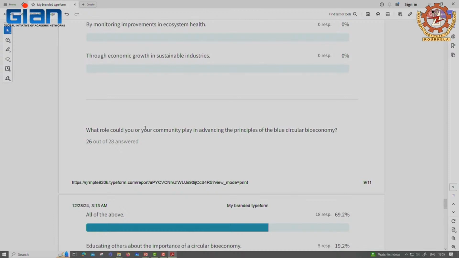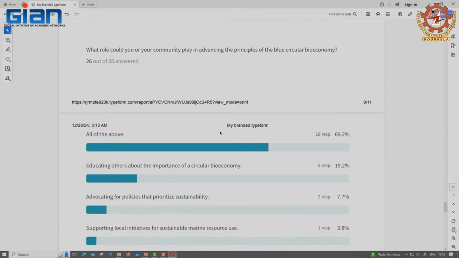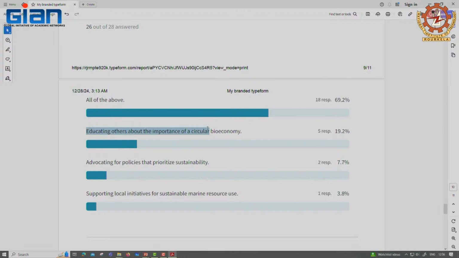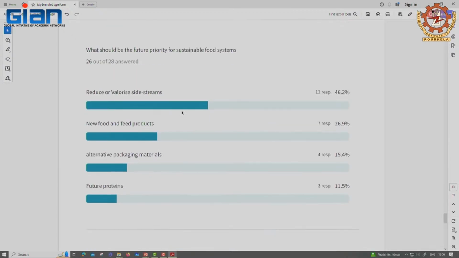What role could you or your community play in advancing the principles of blue circular economy? All of the above. Educate others, advocating for policy that prioritizes sustainability, supporting local initiative for sustainable marine resource use. What should be the future priority? This was a very, very tricky question. There was no all of the above.